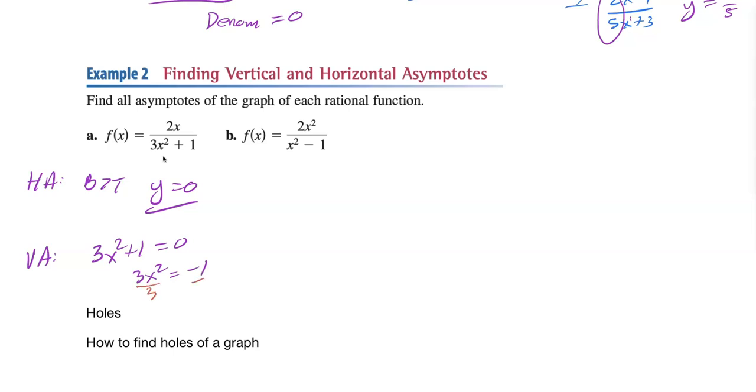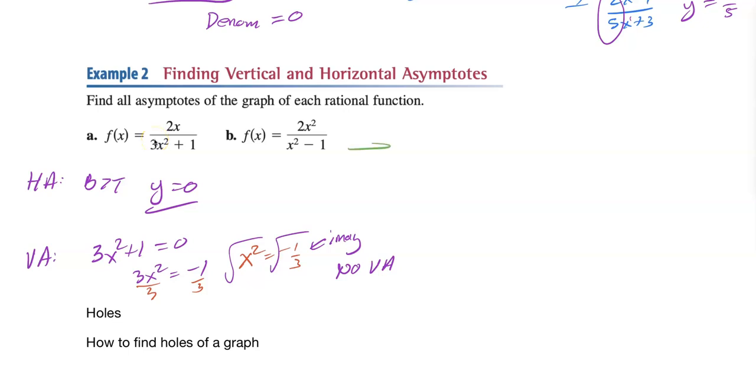Divide by 3. So x squared equals negative 1/3. You square root it, and then you're going to get an imaginary number. So that means you have no vertical asymptote. Right? If you get an imaginary number, that means there's nothing you can plug in that's going to make this bad. So if you ever get an imaginary number trying to solve, that means no vertical asymptote. So this one has a horizontal one at 0, but has no vertical asymptote.